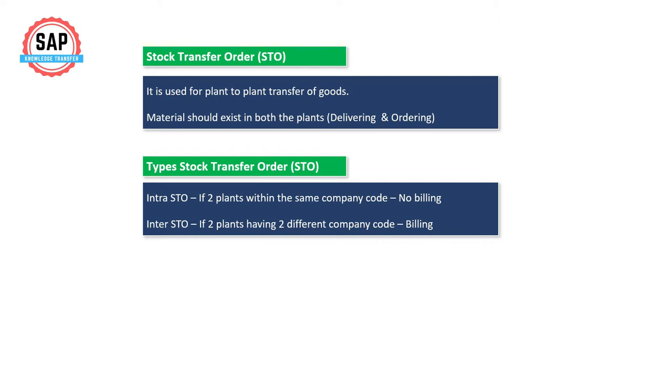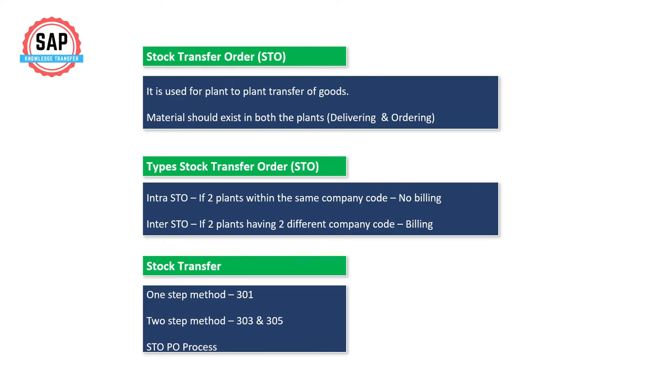Intra STO means if two plants are within the same company code, intra STO is used. There is no billing for that. Inter STO is used if you have two plants in two different company codes. Here billing process is required.